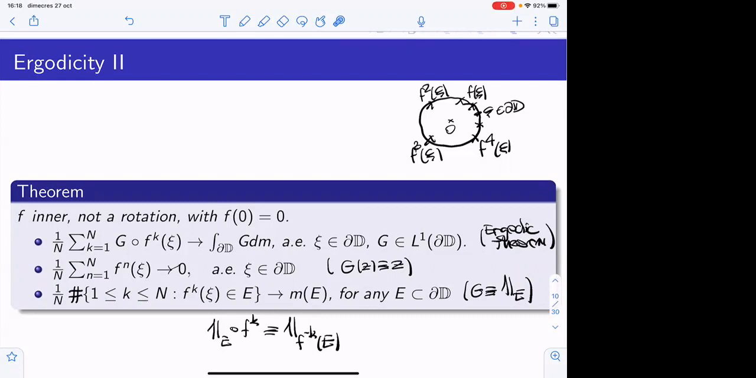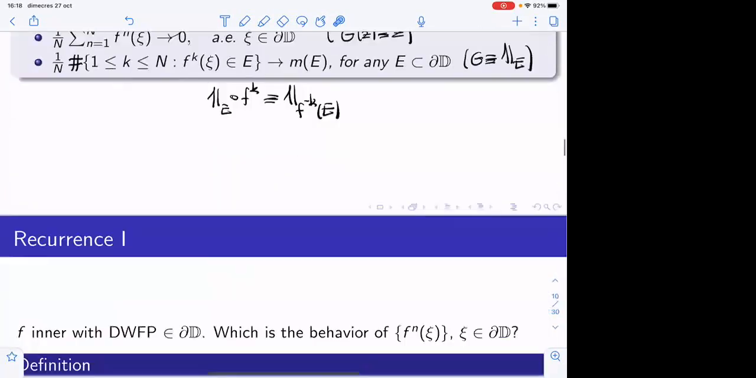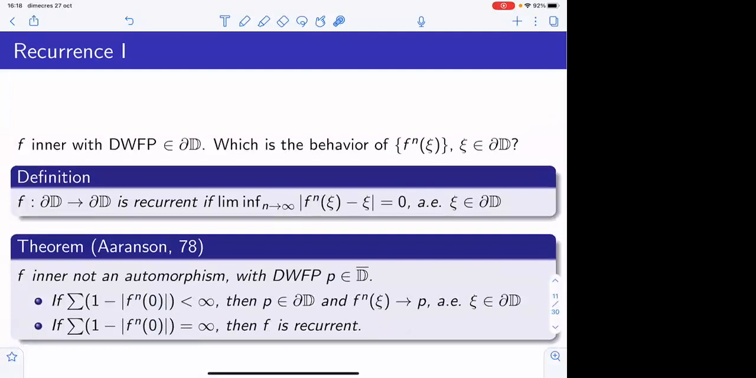So the main goal now is to understand well the behavior of the iterates when you have the Denjoy-Wolf fixed point in the boundary. Okay, so this is what we want to do. You have an inner function with a Denjoy-Wolf fixed point in the boundary, and you want to understand how the iterates behave. Well, first, a definition. A mapping from the circle into itself is called recurrent if for almost every point in the circle, when you look at the orbit, you approach infinitely often the initial point.